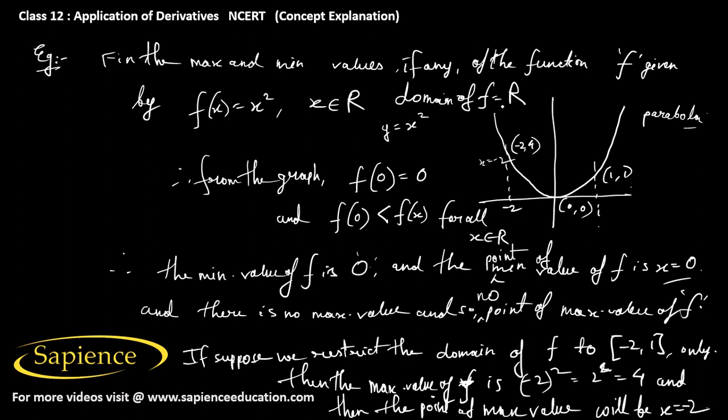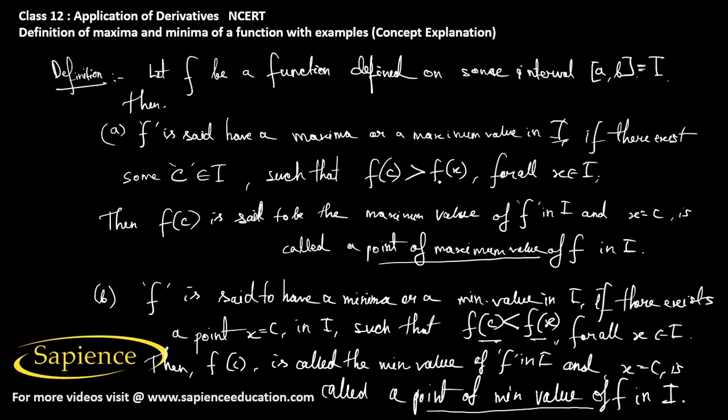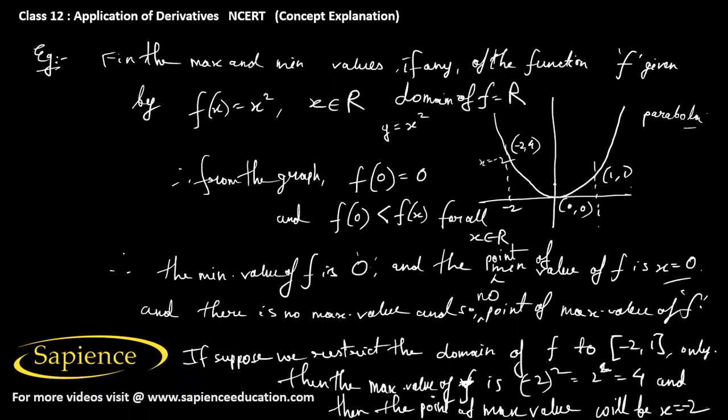So hope you have understood the concept of maxima and minima, meaning how to find the maximum value and the minimum value of any function using the graph of that function. So thank you.